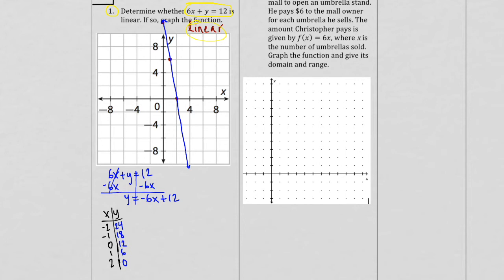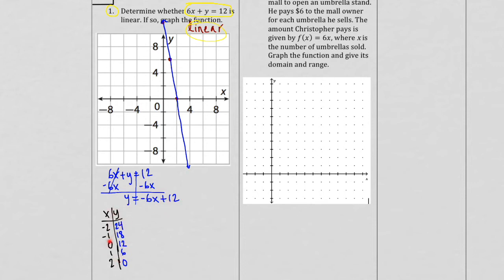Next, I solved for y, right here. 6x plus y equals 12. That's the original. I kicked out the 6x by subtracting it, so minus 6x. Do not combine them together, so write them separately, right? y equals negative 6x plus 12.